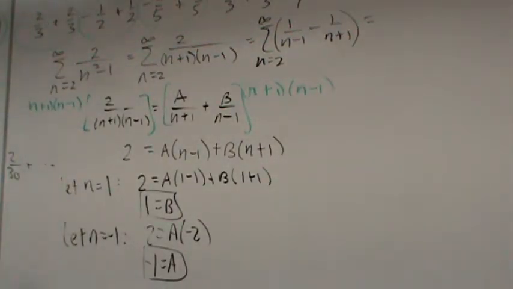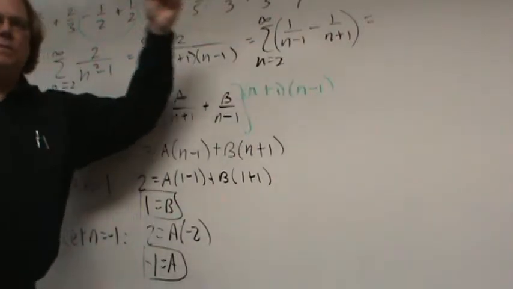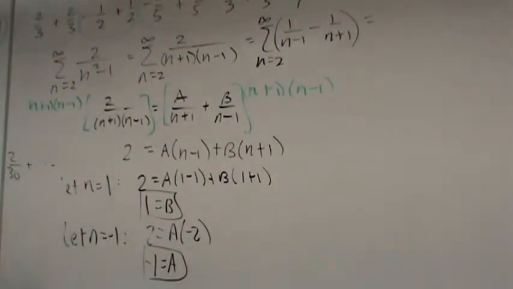Hopefully you got your A and your B as being 1 and -1. The positive 1 goes over the n minus 1, and the negative 1 goes over the n plus 1. And then you just plug in numbers.